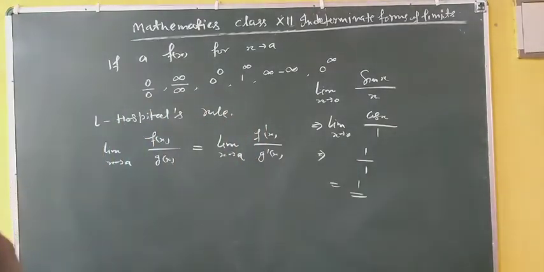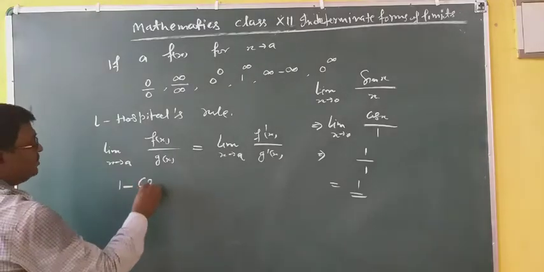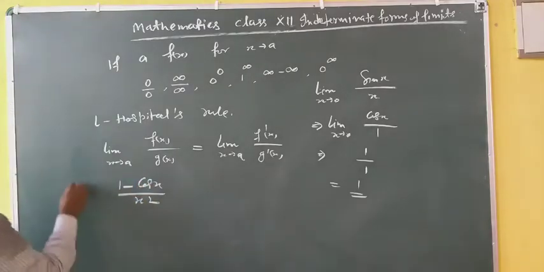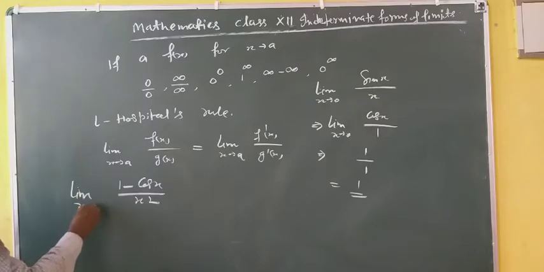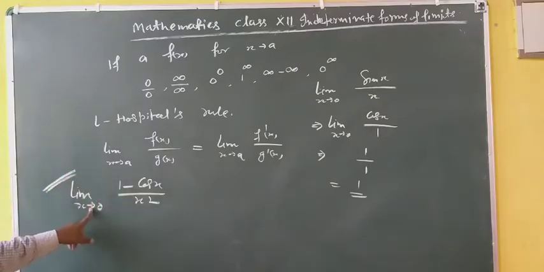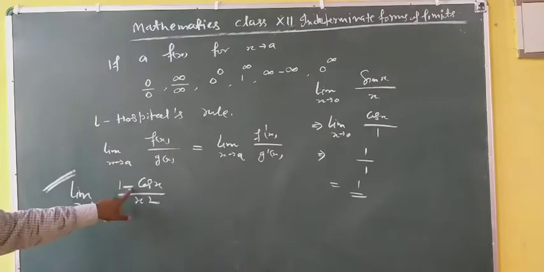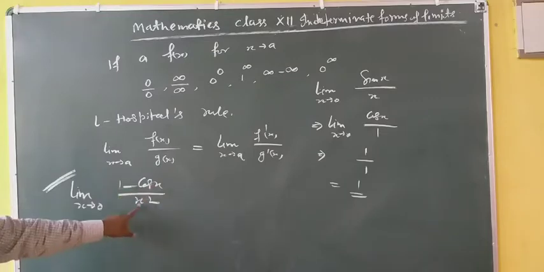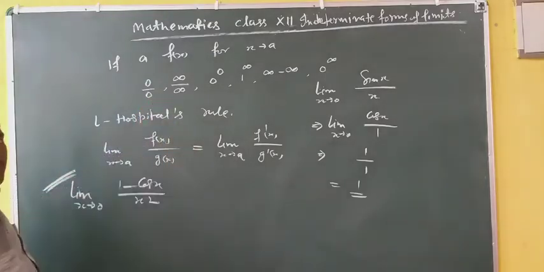Now let us take some more questions. One minus cos x upon x square, limit x tends to 0. This is the question. If we put x as 0 directly, 1 minus cos 0 is 1 minus 1, which is 0, upon 0. So you have a 0 upon 0 form.